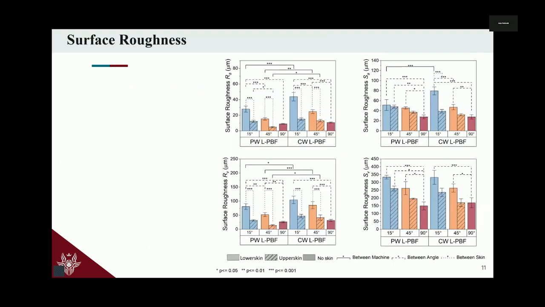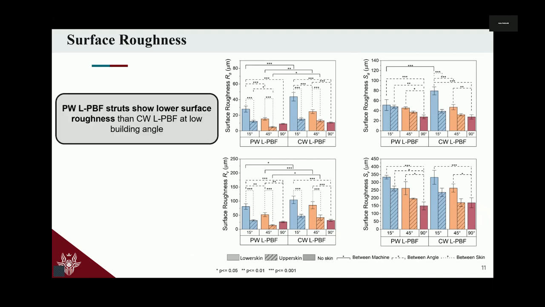This analysis has been done dividing the component into two skins, the upper skin and the lower skin, and according to the three different building orientations, as well as the two different processes. Here you can clearly see that for the case of 45 and 15 degrees, we do have clear differences in surface roughness, with a higher surface roughness for the continuous wave with respect to the pulsed wave laser powder bed fusion specimens, particularly for the Rv values, which are the most used and employed for fatigue assessment.